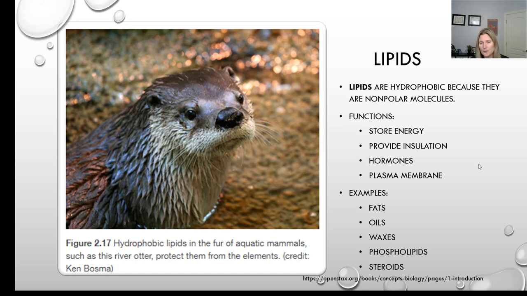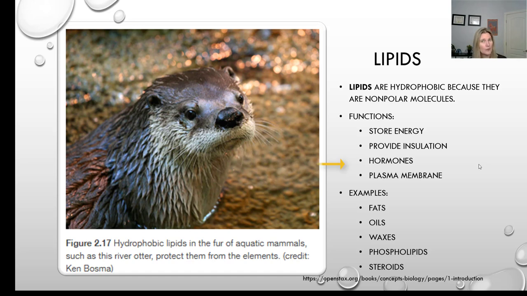We can also use it as insulation. If you think about your own bodies, we need to insulate or cushion our organs. If we go do jumping jacks or something like that, we don't want our liver banging into our heart. That would damage our vital organs. And so we actually have lipids covering them, providing insulation and protection for our organs.